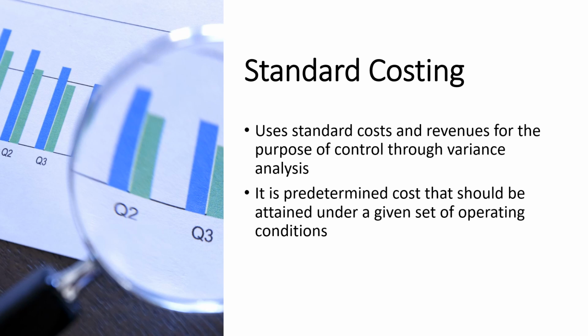In terms of predetermined costs, the standard costs are predetermined costs that are expected to be attained under a given set of operational conditions. This means that these costs are set based on historical data, industry benchmarks, and management expectations of future performance. The predetermined costs take into account the specific operational conditions under which the organization operates. These conditions include factors such as production capacity, efficiency level, material cost, and labor.